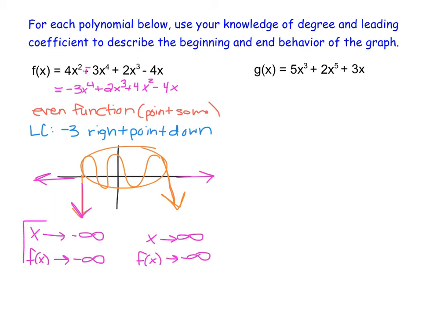So these are the claims I'm looking for you to make. I'm looking for you to make an educated guess about what is going to happen as x becomes really big one way and really big the other. And because of these patterns that we've noticed, we are able to say with confidence that as x goes towards positive or negative infinity, the f of x values, or the y values, are going to point downwards towards negative infinity in the y direction.